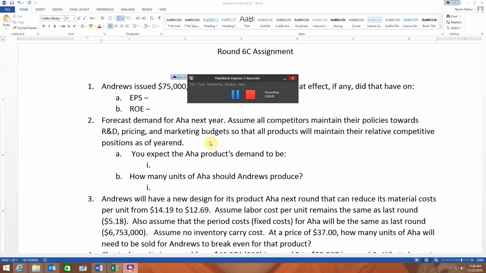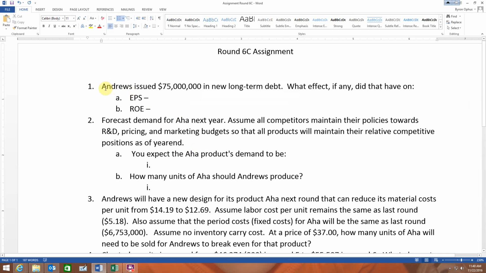Right, let's take a look at the round 6C assignment. So starting off, question number 1, we have Andrews issued $75 million in new long-term debt. What effect, if any, did that have on earnings per share or ROE?